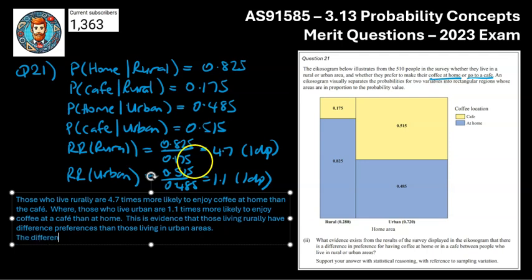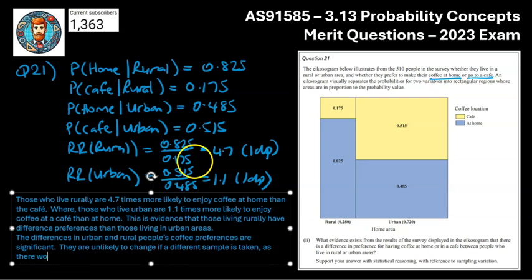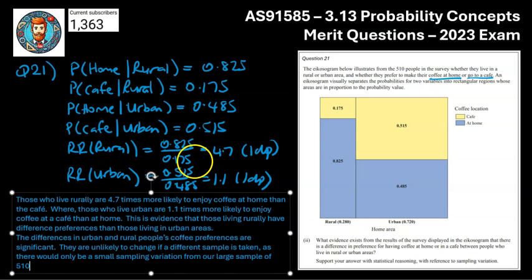So the differences in urban and rural people's coffee preferences are significant. They are unlikely to change if a different sample is taken, as there would only be a small sampling variation from our large sample of 510 people. So that wraps up this question here.